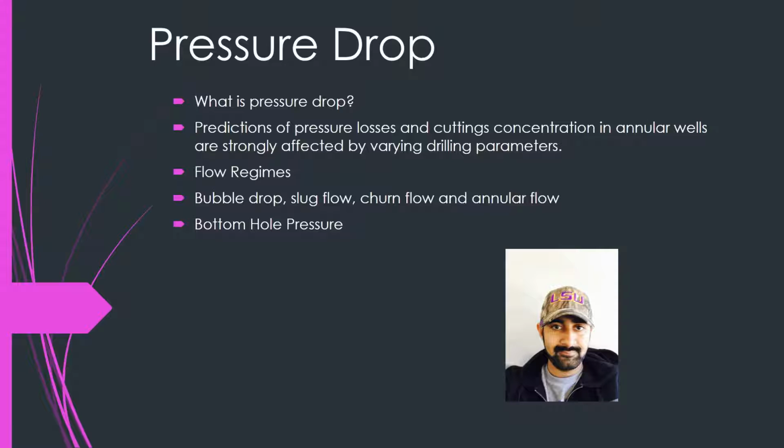Because we want to know the different flow regimes that exist in the annulus. The different kinds of flow regimes are bubble flow, slug flow, churn flow, annular flow. Depending on the flow regime, we can correlate to the amount of pressure drop that can be created in the annulus, which is very important for us to know because it will affect the bottom hole pressure.